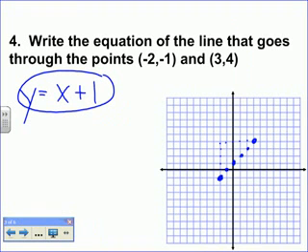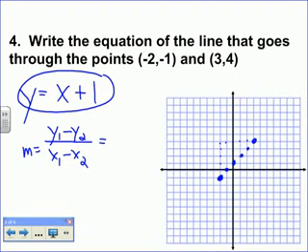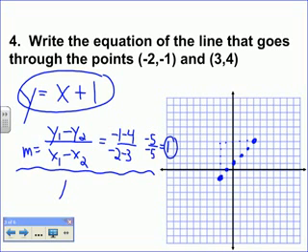That's a pretty easy one. If we were going to do that algebraically without using a graph, how would you do that? You would just use your equation to find the slope. So -1 minus 4, -2 minus 3. That tells me my slope is 1. And then when you have your slope, how could you figure out the y-intercept without having a graph?